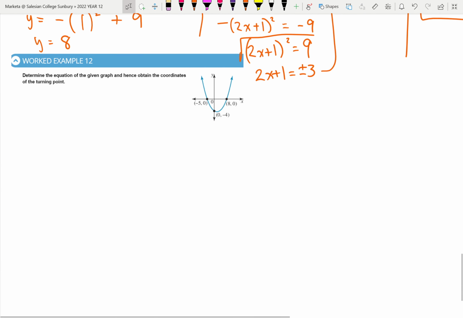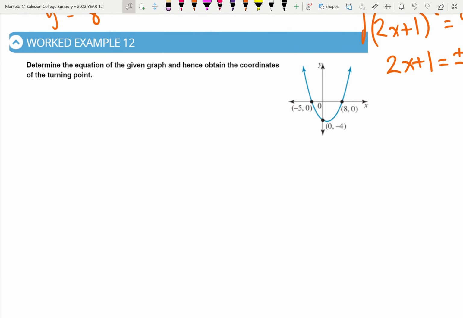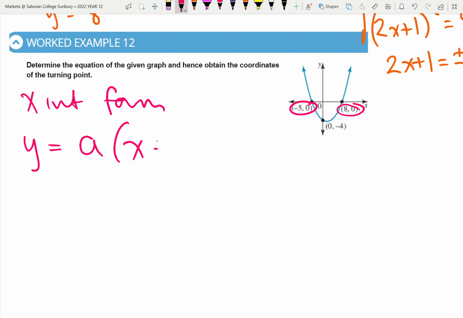Let's move to the final example, which is where we've got to determine the equation of this graph here. And look, there's lots of different types of graphs that we can have, and different ways in which we determine the equation for quadratics. So if we have x-intercepts, or if we have a turning point, or if we just have 3 random points, they will be in different forms. For the sake of this example, what we see is that we've got 2 x-intercepts, and that's important because we determine the form to be x-intercept form, and that's y equals a(x minus b)(x minus c), and it doesn't matter what variables you use.